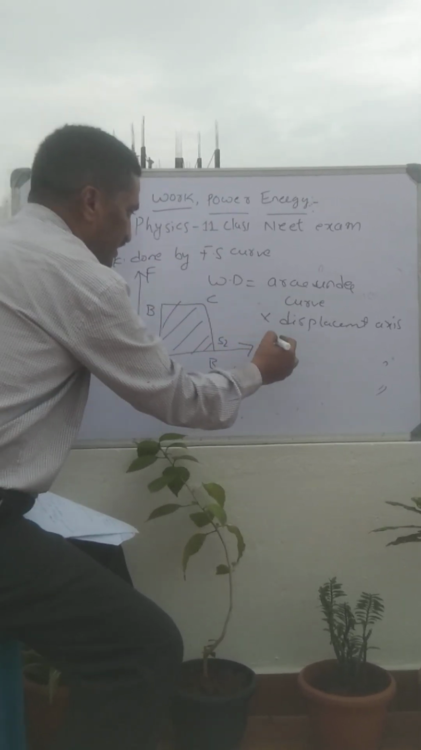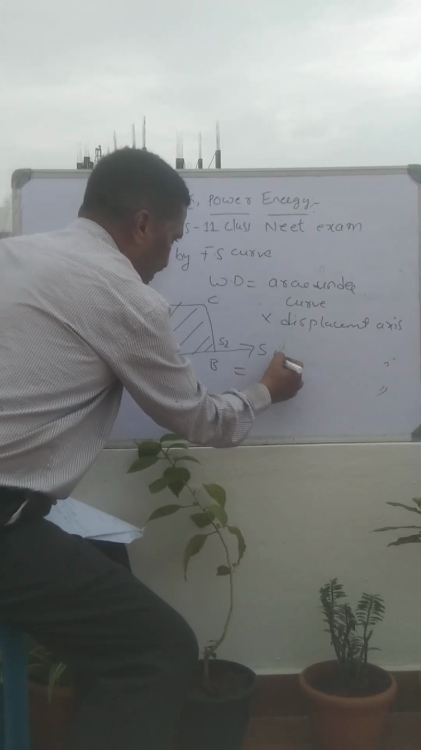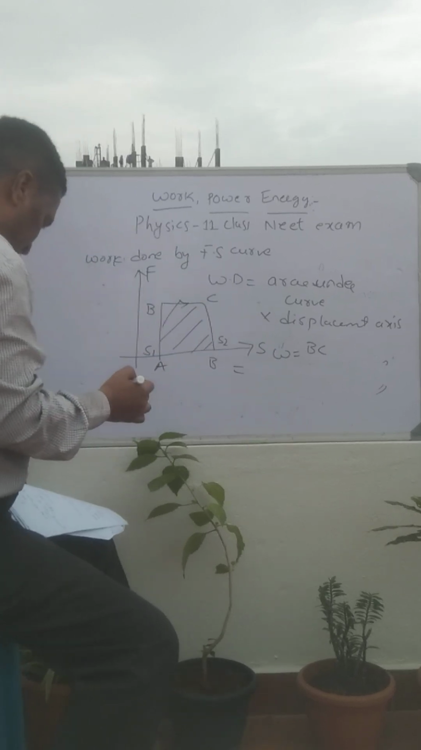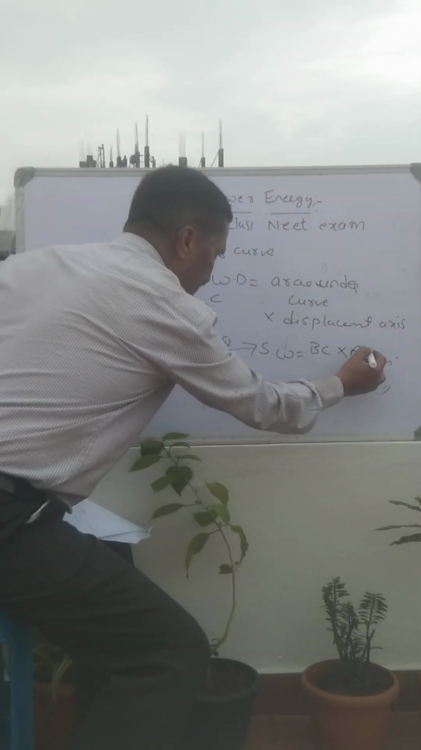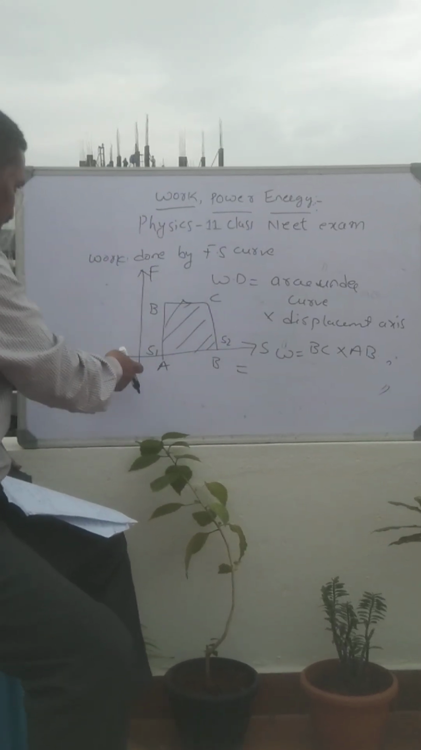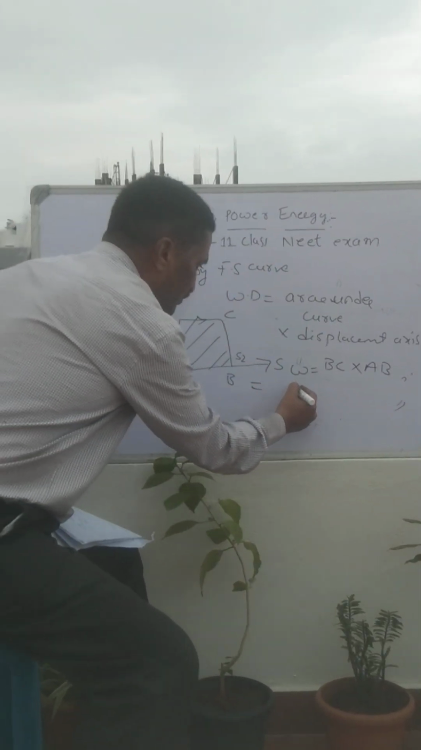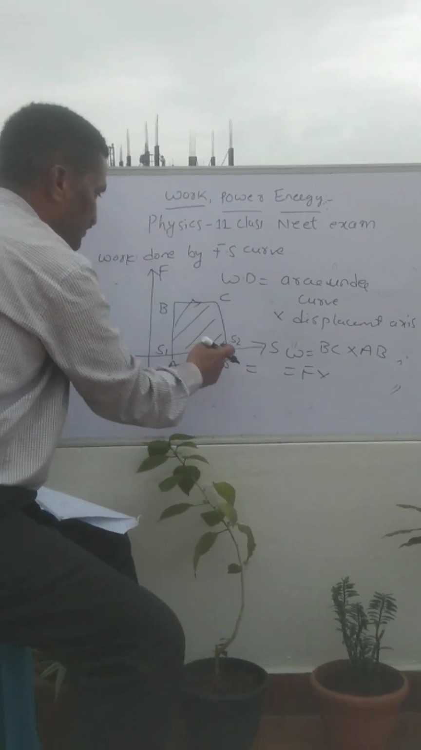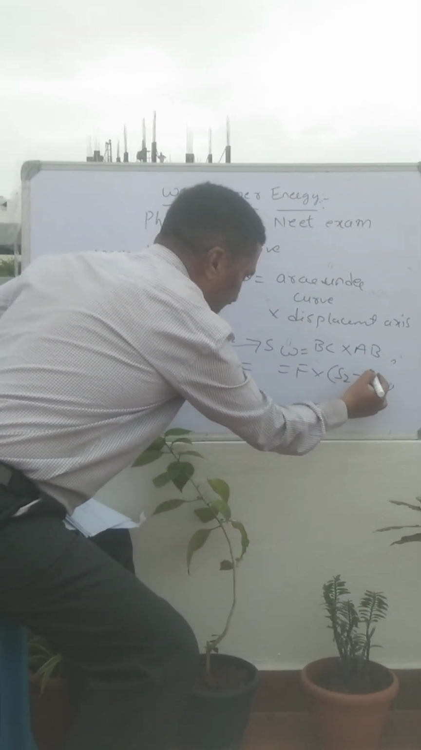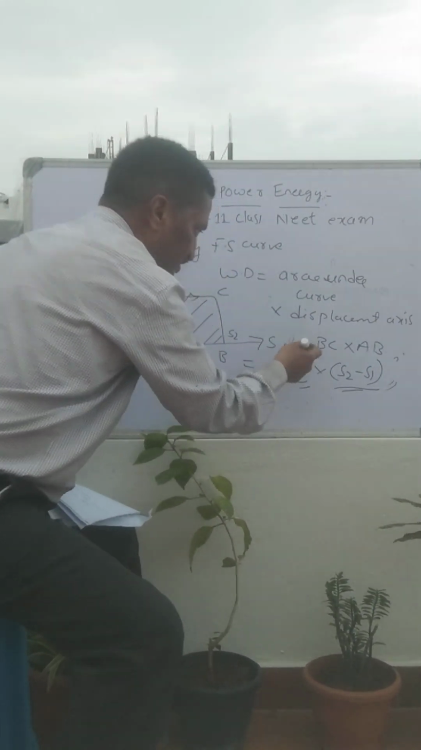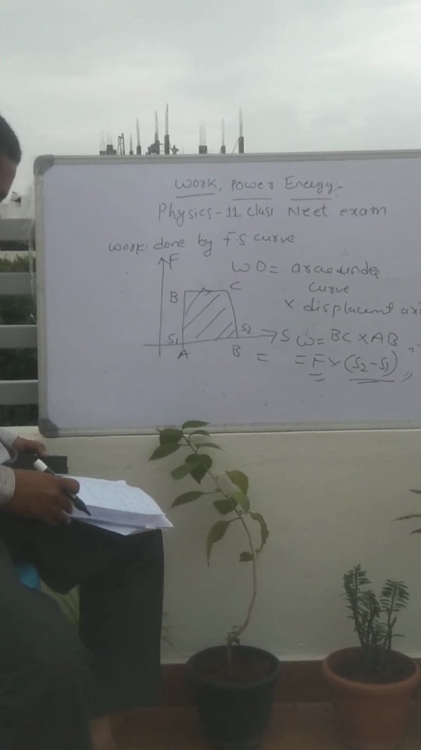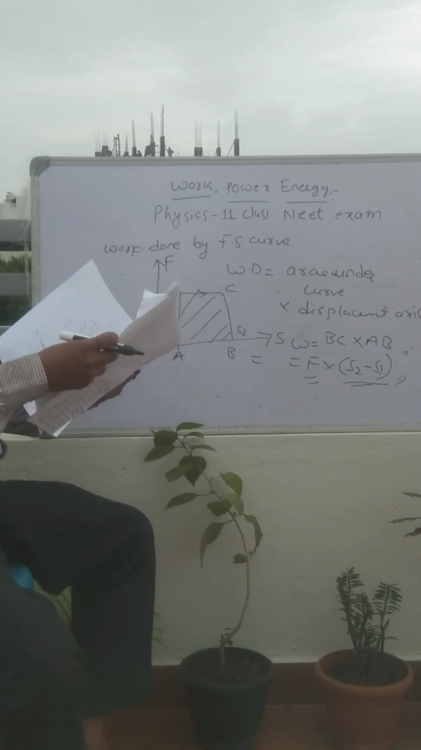So work is equal to BC into AB. What is BC? BC is the displacement, and AB is the force, F. What is the displacement? For this area under the curve, the displacement is S2 minus S1. This is how you calculate the work done for the area under a curve, or for a rectangular box. It is called the Fs curve.